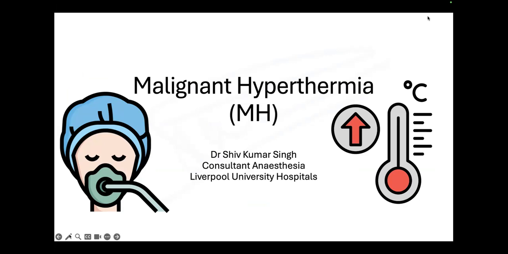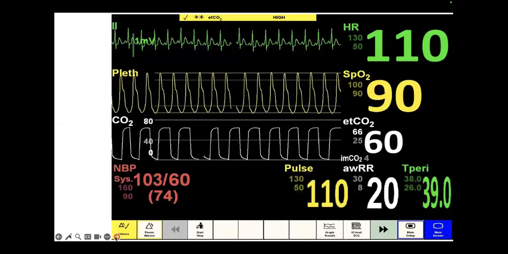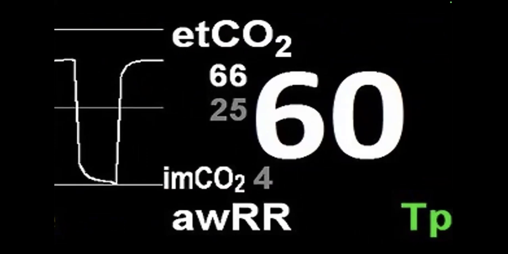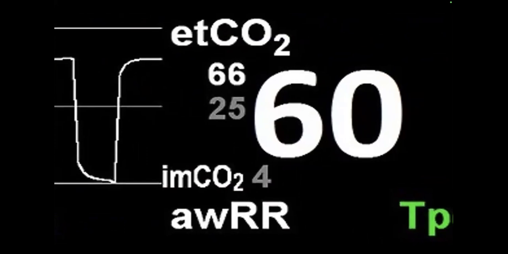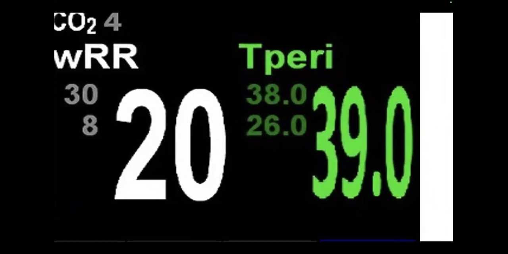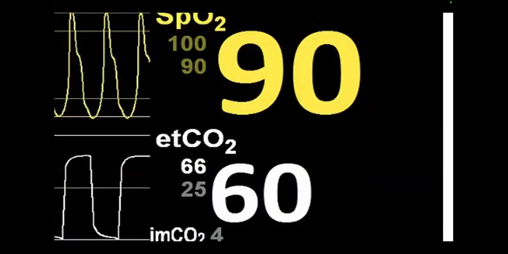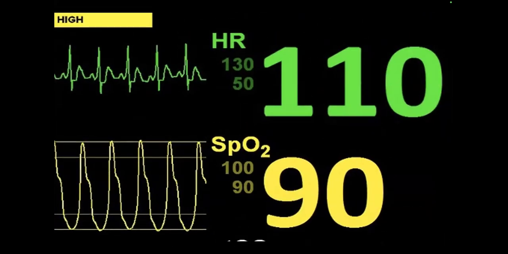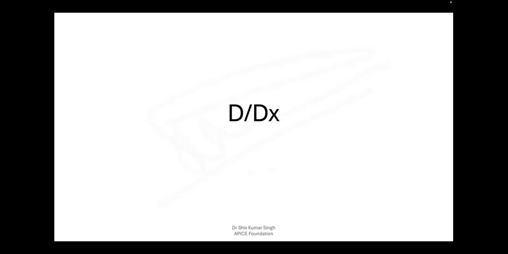Today, we're going to talk about malignant hyperthermia. Here is the case. You have a patient who suddenly starts showing the signs. The end-tidal CO2 has gone up to 60. The temperature has climbed to 39. The patient is tachycardic and also has low saturation.